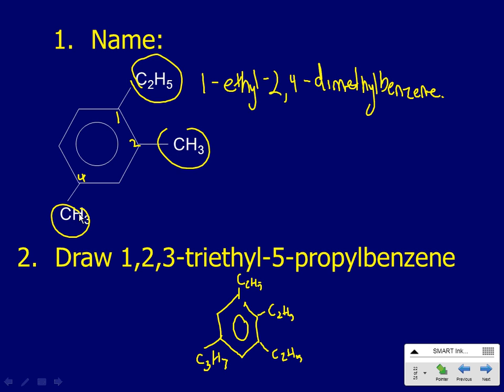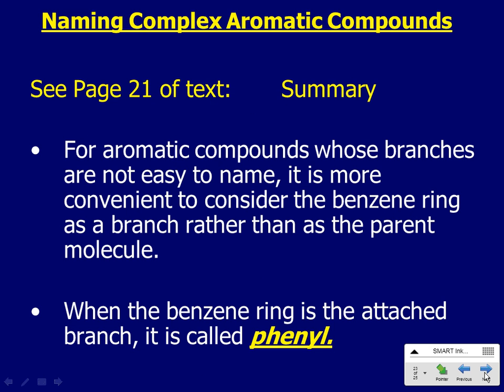All right? So again, drawing is always a little simpler. When you draw, always go in reverse. Start with the base name, and then I always go back to the front and then stick the branches back on. Okay? All right. Complex aromatic carbons.